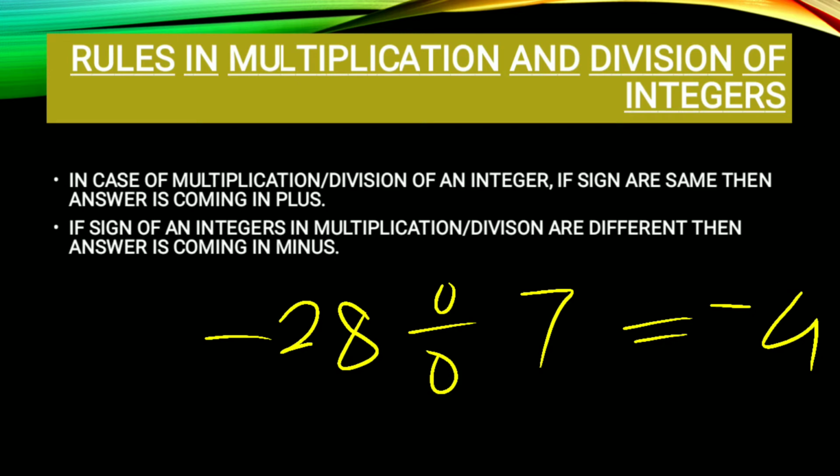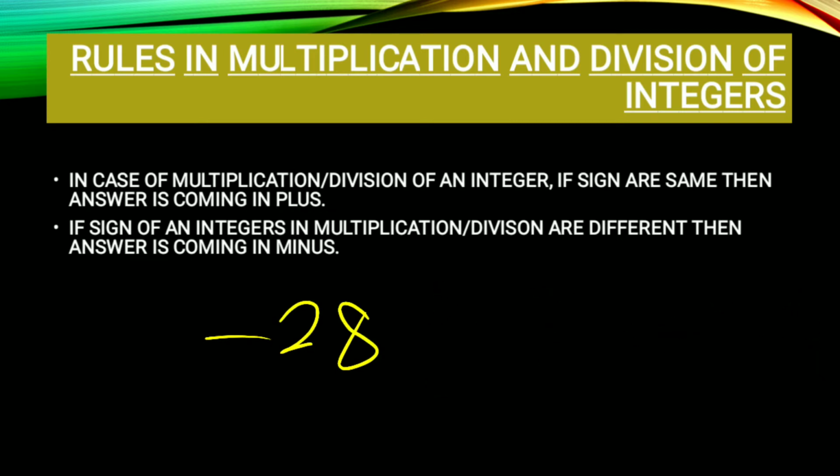I hope you understand well. Whatever the numbers are, these rules are the same. So the same rules we have to apply in multiplication and division. Only you have to remember the two rules. Let me summarize in short. If the signs of the integers are the same, the answer comes in plus. If the signs of the integers are different, the answer comes in minus. So these are the basic rules that you have to apply.